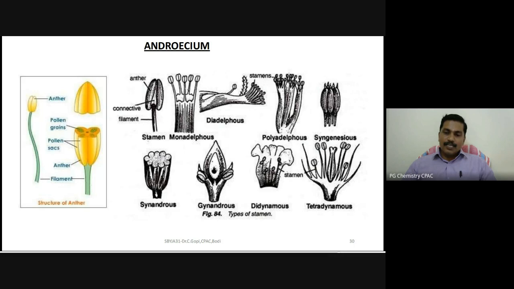Then the level of stamens varies, that is, lower level and upper level. Two levels are found in some plants, which is called didynamous, and if you find more than two levels, it is called tetradynamous. That is the level of stamens.